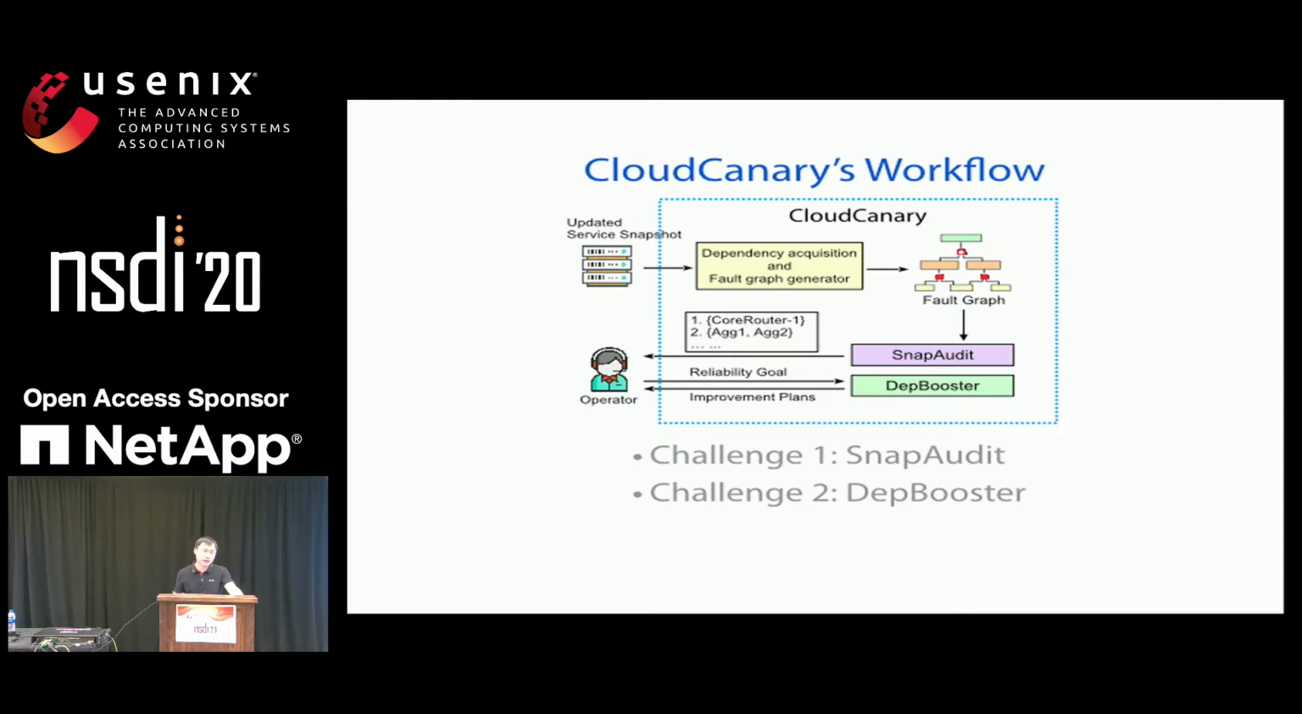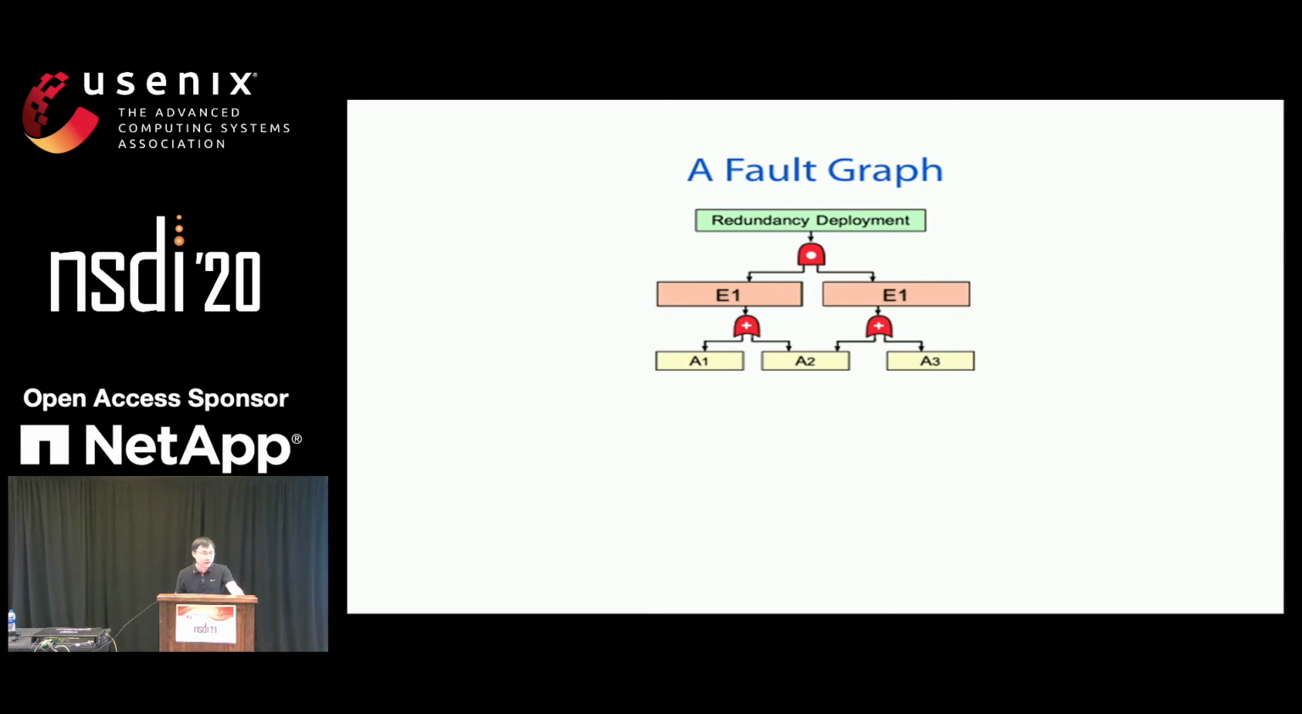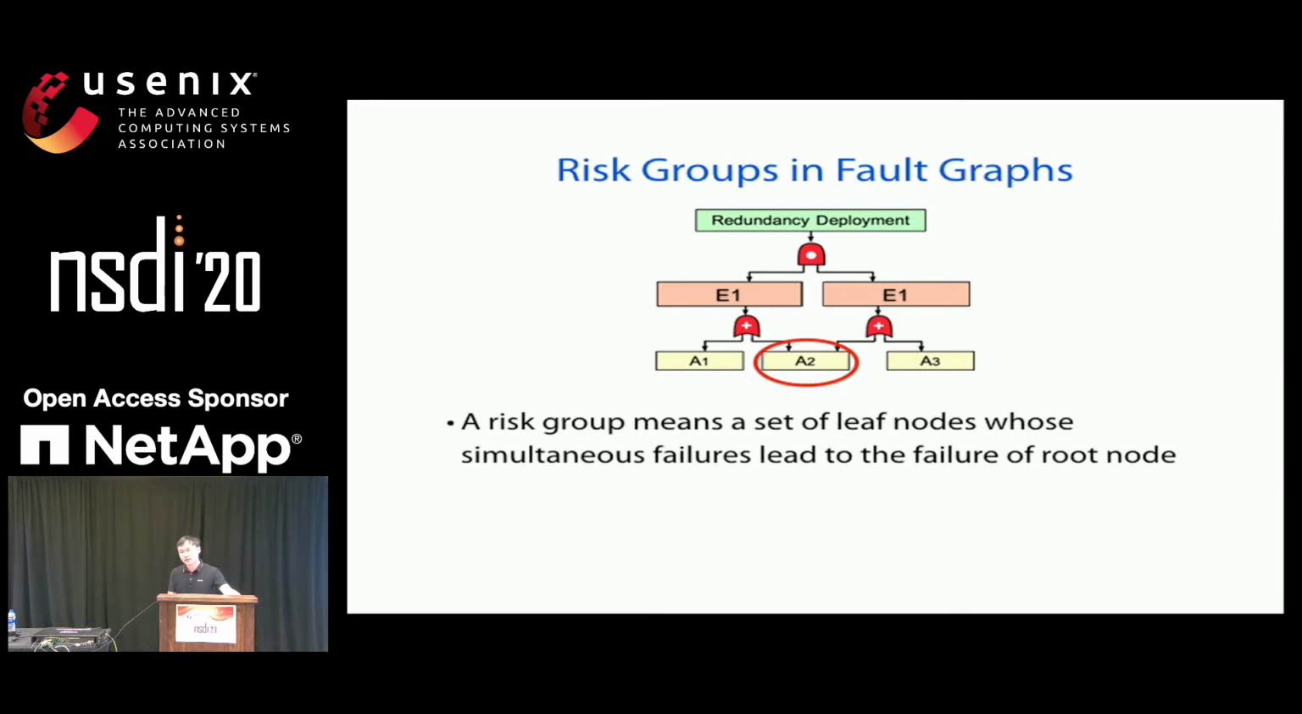Before I talk about the details, I need to first describe one important terminology in the fault graph. This is a fault graph example. The important terminology is the risk group. A risk group is a set of leaf nodes in the fault graph whose simultaneous failures can lead to the failure of the root node. For example, the set including A2 is a risk group, and the set including A1 and A3 is another risk group in this example. But the set including only A1 or only A3 is not a risk group.